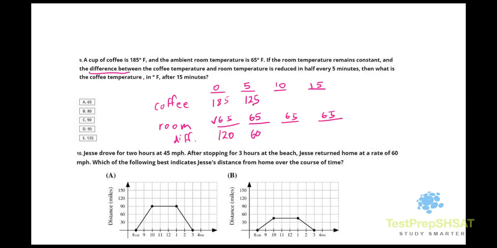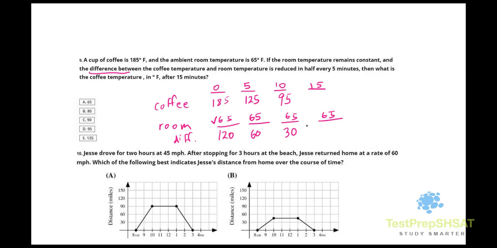The difference between the coffee and the room temperature is now 60 degrees. Once again, we're going to have that difference. That's the key to the problem. The difference between the two is reduced in half every 5 minutes. So at 10 minutes, that difference becomes 30. 30 plus 65 means my coffee temperature is now 95 with a difference of 30.